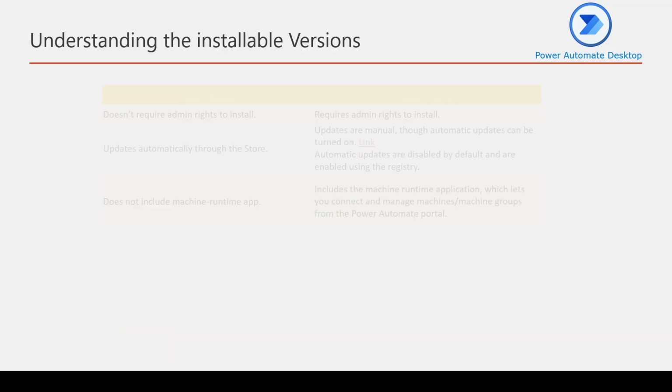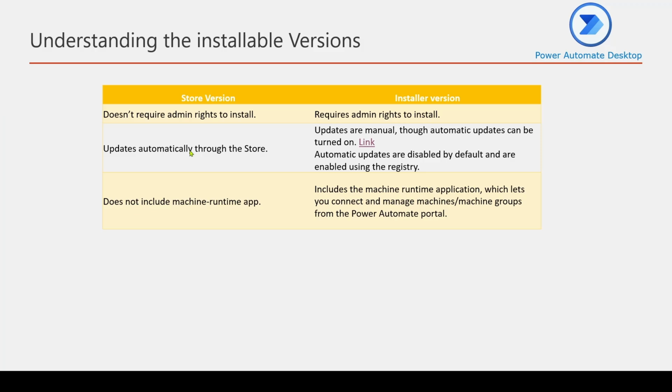Now understanding the installable versions that you have and what are their differences. For the Store version, it doesn't require admin rights to install. Since it's coming from the OS Microsoft Store, it does not require any admin rights to install, whereas the installer version requires admin rights to install. The Store version automatically updates through the Store. So you don't need to manually go and update the PAD version.